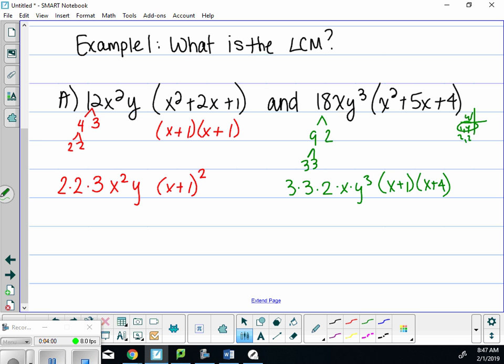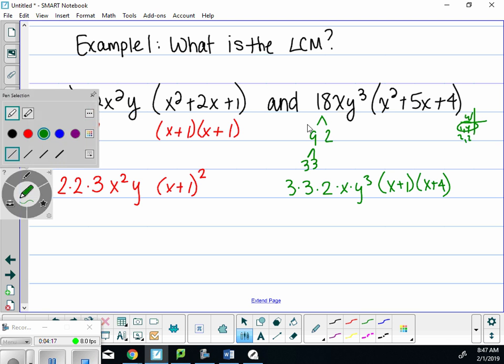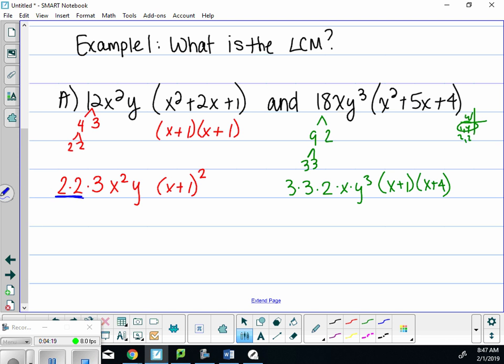Okay, when you are finding a least common multiple, we need to have everything represented from both sets of numbers, okay? So we have 2 2's here. We have 1 2 here. We take the larger, which one has more? Okay, so we have to take 2 2's. This one has a 3. This one has 2 3's. So we have to take 2 3's.